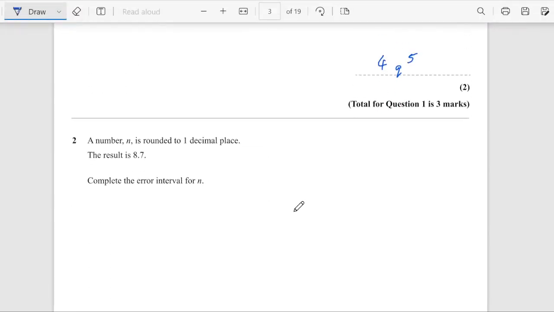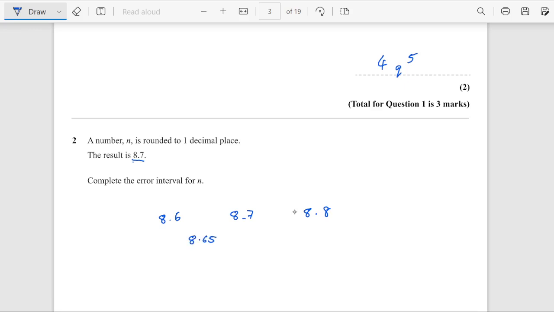Okay, question 2. The number n is rounded to one decimal place. The result is 8.7. Complete the error interval for n. If a number's been rounded to 8.7 to one decimal place, it means it's been rounded to 8.7 instead of 8.6 or 8.8. The smallest number that would have been rounded to 8.7 as opposed to 8.6 is going to be slap bang in the middle, so 8.65.